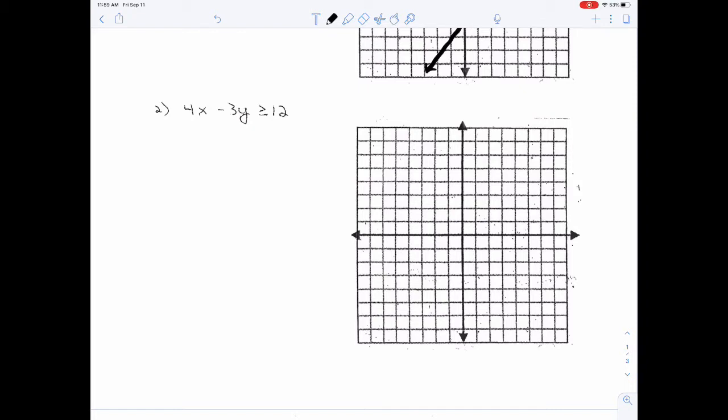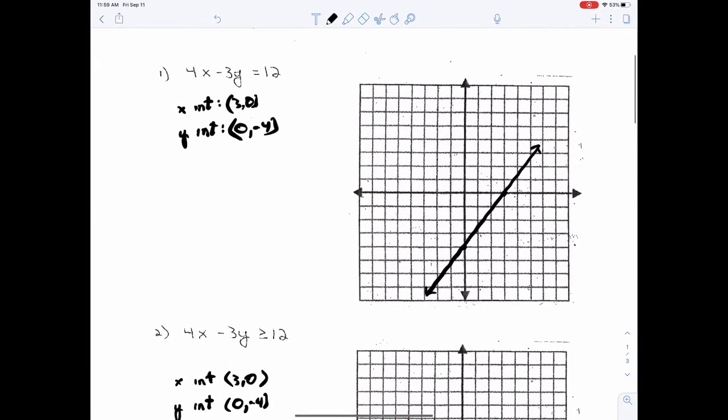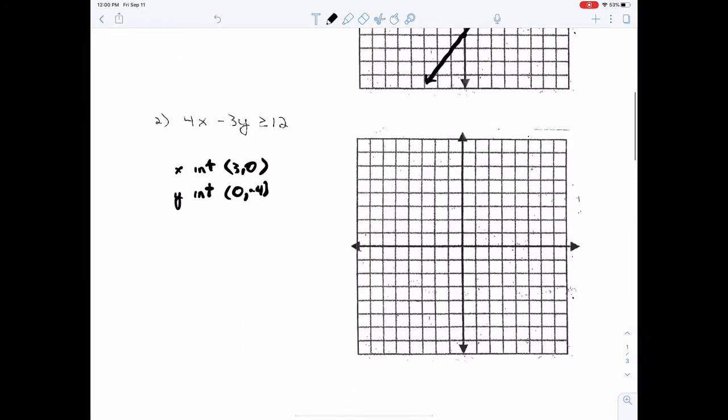So how are we going to graph it? Well, graph it as if it was equal. So what would we do? The x-intercept is 3, 0, and the y-intercept is 0, -4. Whoa, that's really earth-shattering. It's the exact same as up here, okay? So we're going to put 3, 0, 0, -4.